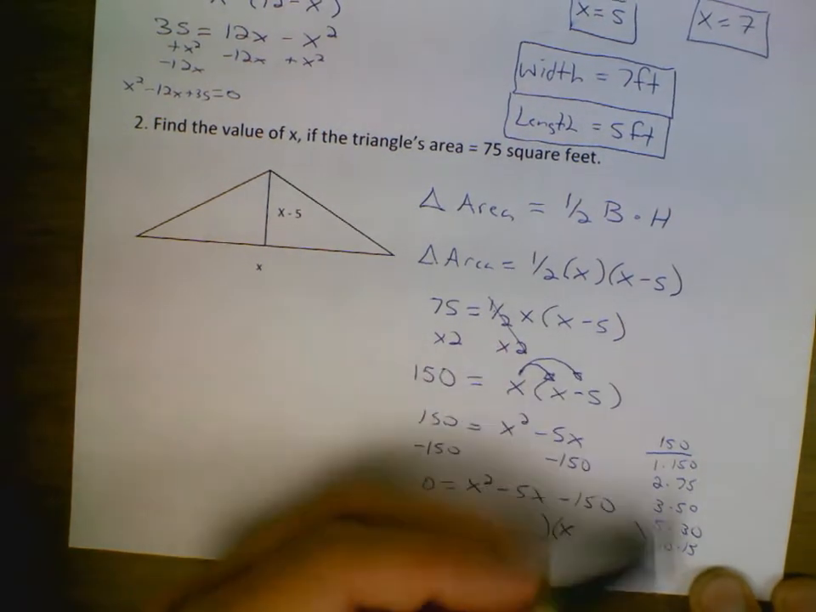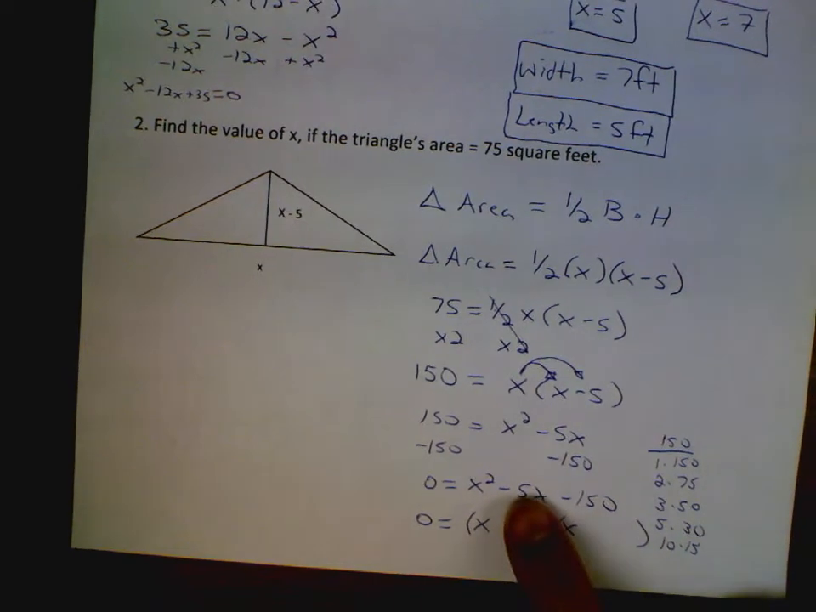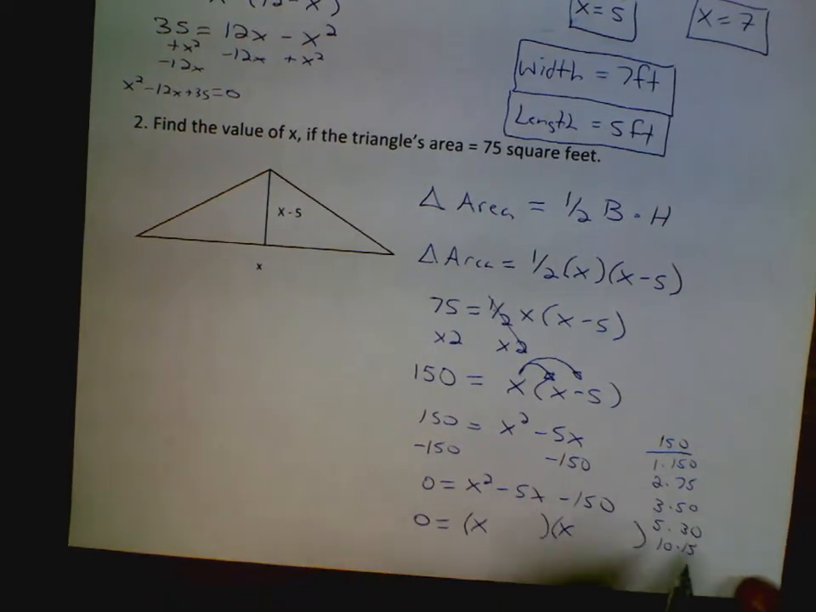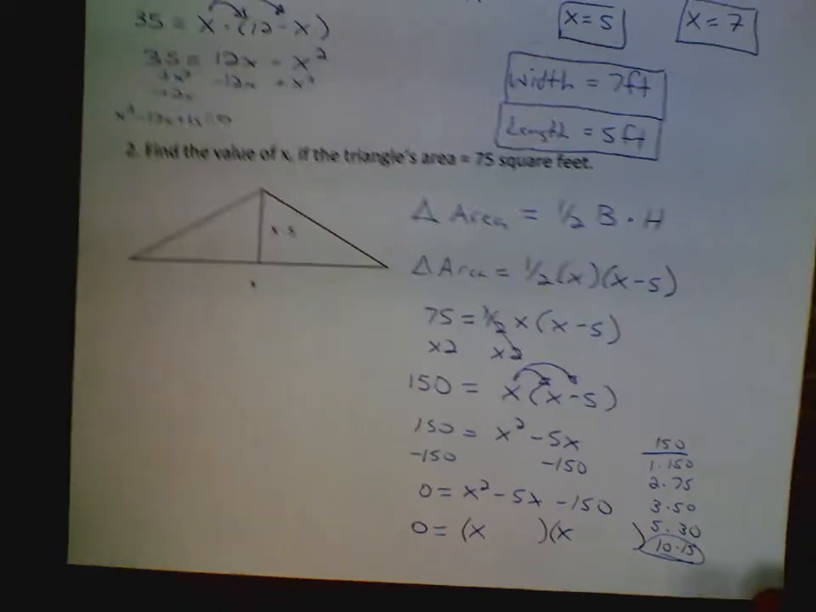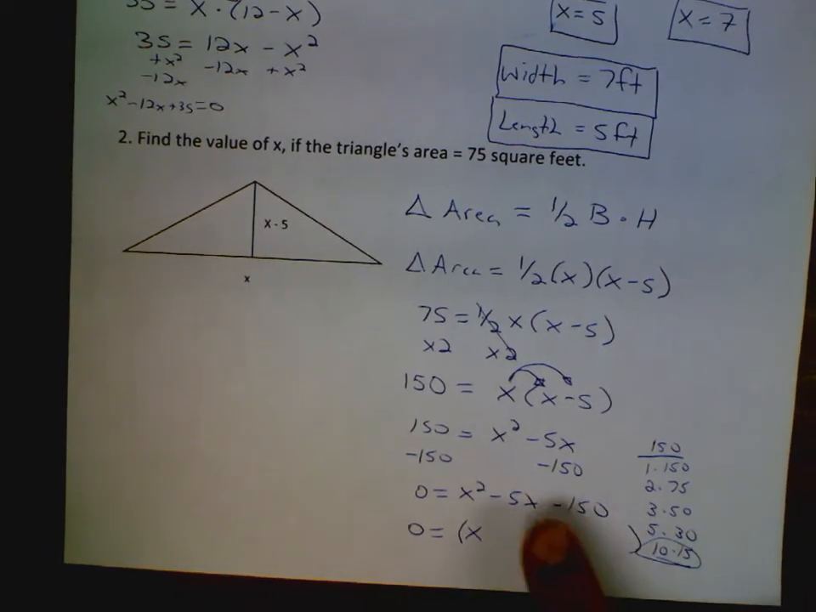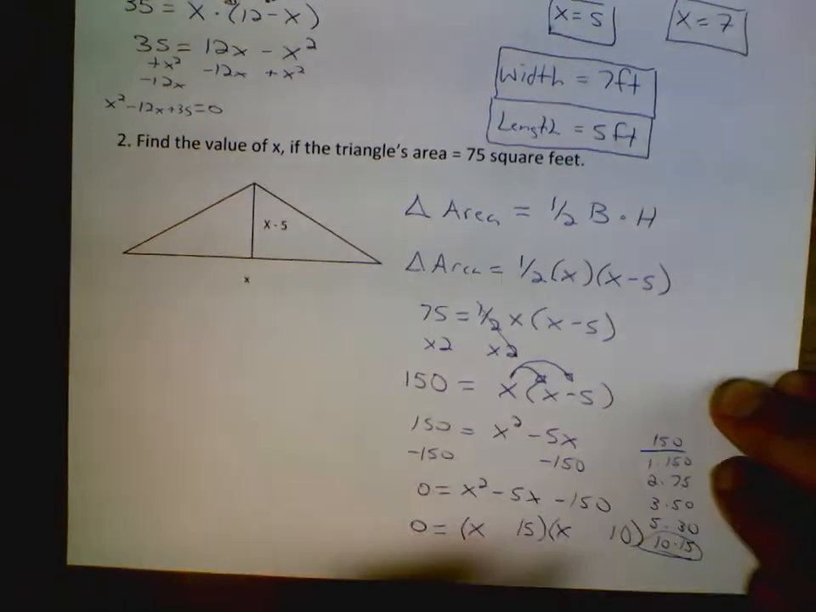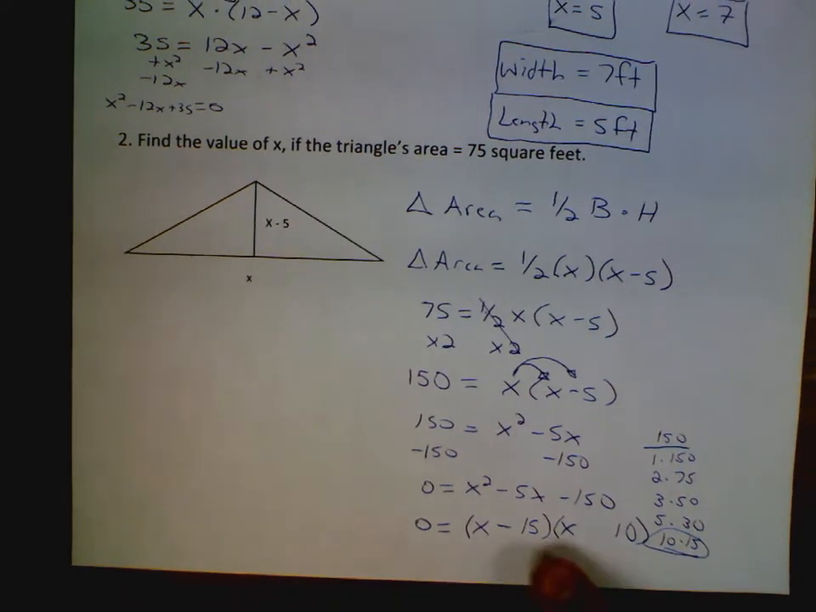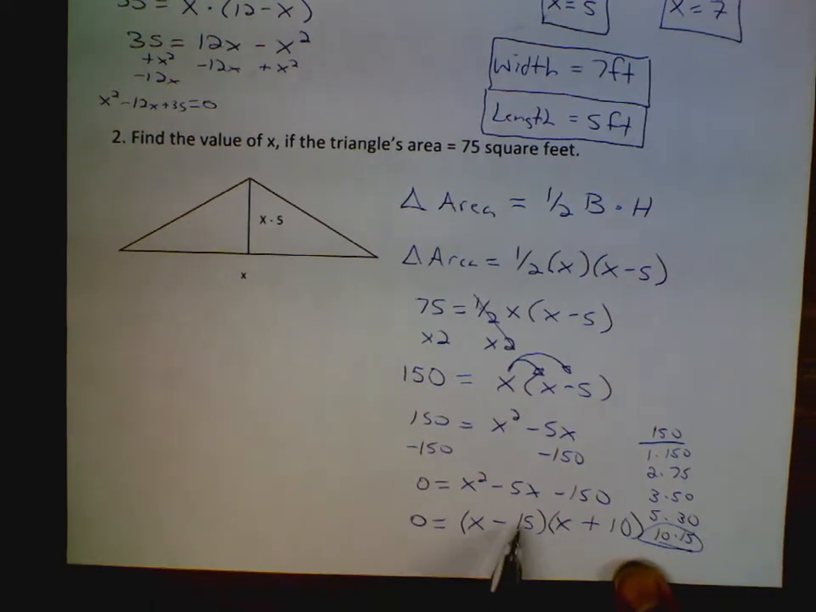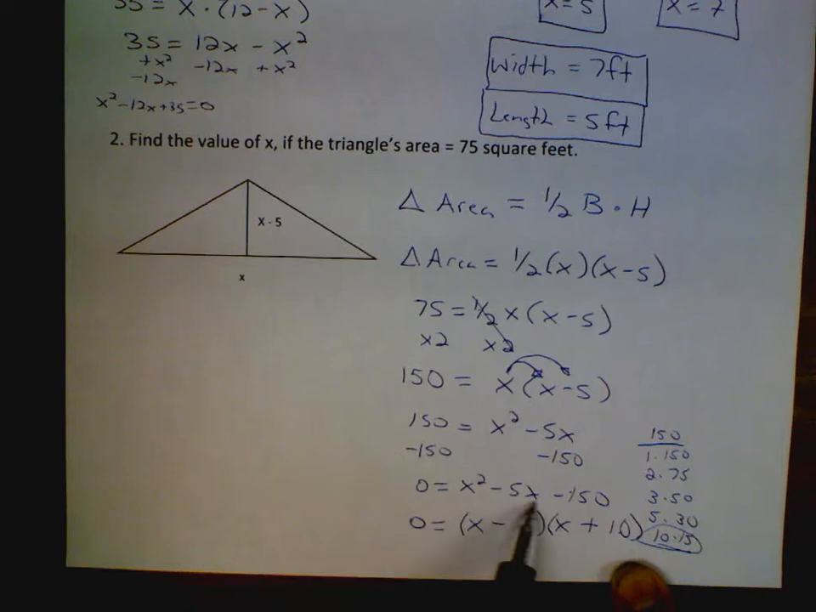And so I'm looking at this list of numbers and trying to find a pair that's going to give me negative 5. Now, I notice that 10 and 15 are 5 apart, so that's probably the pair I'm trying first. I want a negative 150 and I want a negative 5 in the middle. Because I want the negative in the middle, I'm going to make the bigger number negative and the smaller number positive. Negative 15 times 10 is negative 150, and then negative 15x plus 10x is the negative 5x.